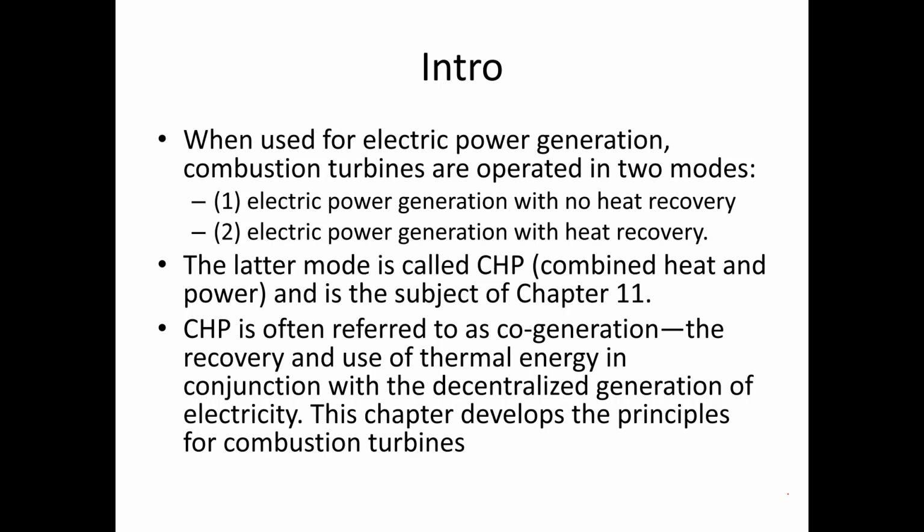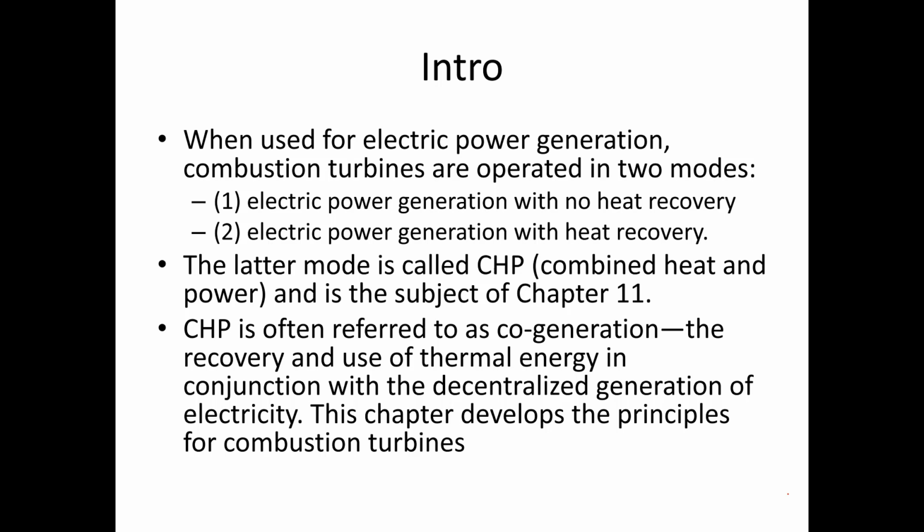When it's used for electrical power generation, combustion turbines basically are operated in two modes. One would be electric power generation with no heat recovery, and another would be electric power generation with heat recovery. The latter is called CHP, or combined heat and power. The subject is covered in your textbook in chapter 11, although we are not going to be covering that specifically. CHP is often referred to also as cogeneration: the recovery and use of thermal energy in conjunction with the decentralized generation of electricity.